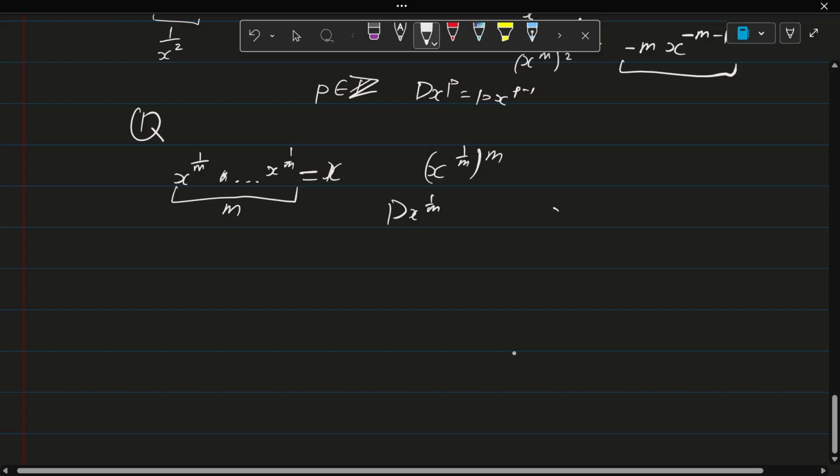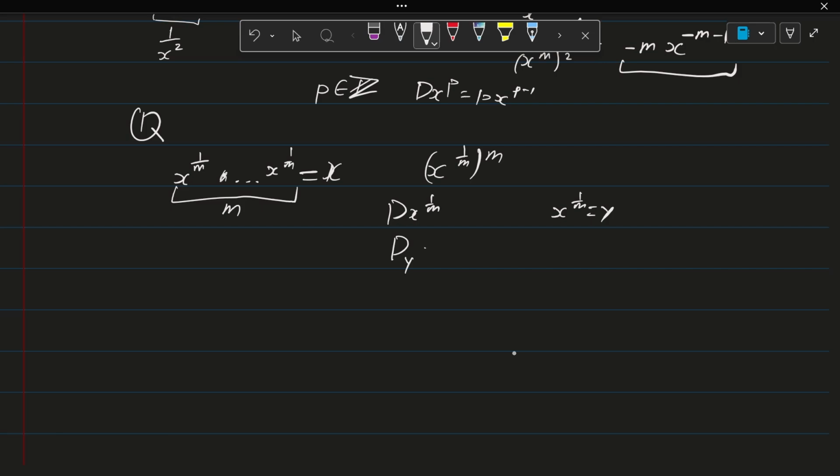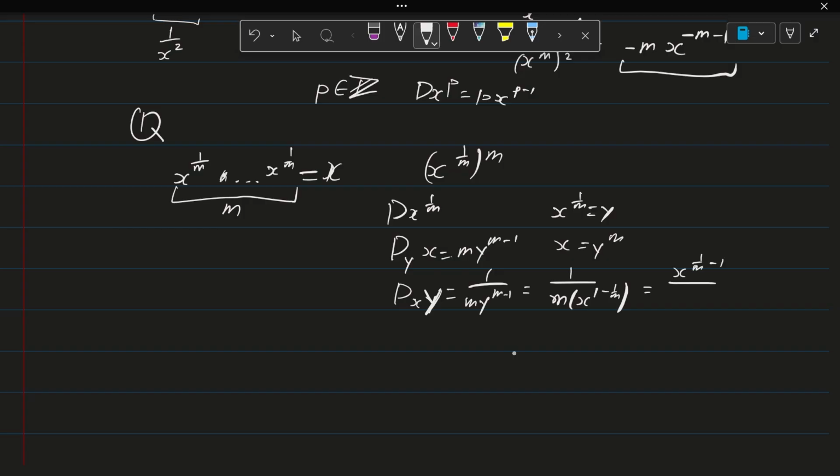So let's assume that x to the power 1 over m is y. Let's take the derivative with respect to x, since we know y to the power of m will be x. So this would be m times y to the power m minus 1. So dy/dx, the derivative of y with respect to x, would be 1 over m y to the power of m minus 1. And this is basically 1 over m, multiplied by x to the power of 1 minus 1 over m. It makes sense. And we can put this guy upwards, so we would get x to the power of 1 over m minus 1 over m.